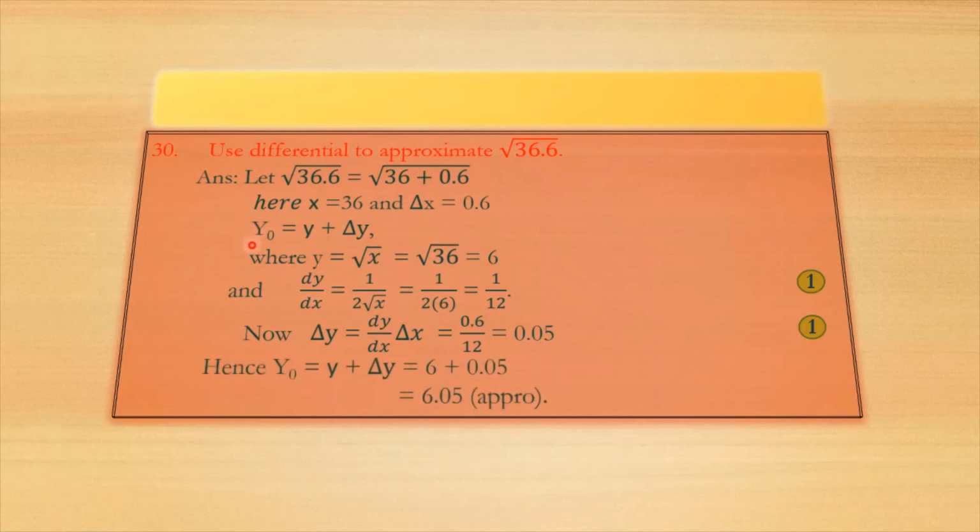And since y naught is equal to y plus delta y, just replace the value of y and delta y, we'll be getting finally 6.05, which carries you 1 more mark. So totally 3 marks.